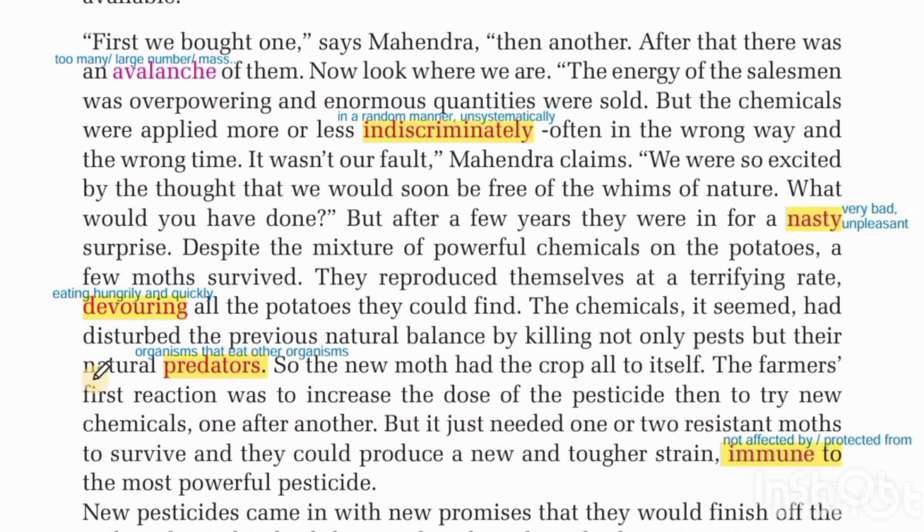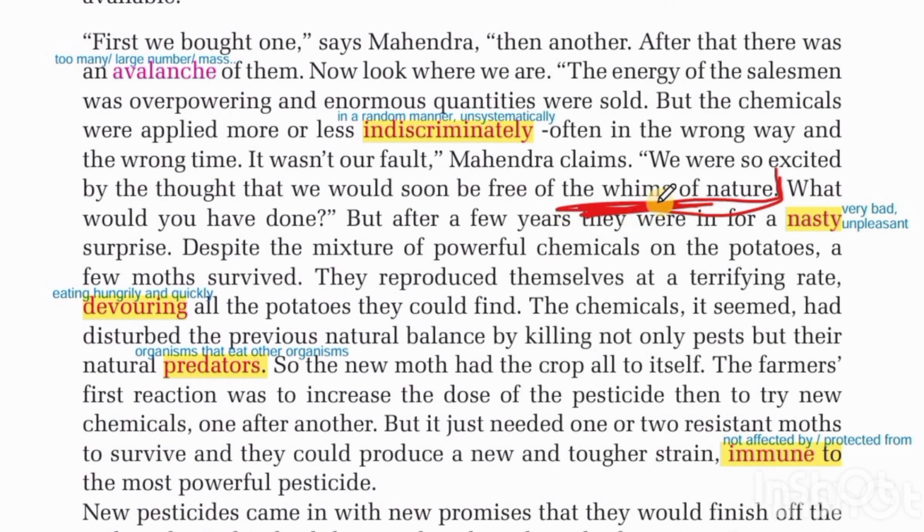The farmer's first reaction was to increase the dose of the pesticide, then to try new chemicals, one after another. But it just needed one or two resistant moths to survive, and they could produce a new and tougher strain immune to the most powerful pesticide. At first, the pesticides worked well.